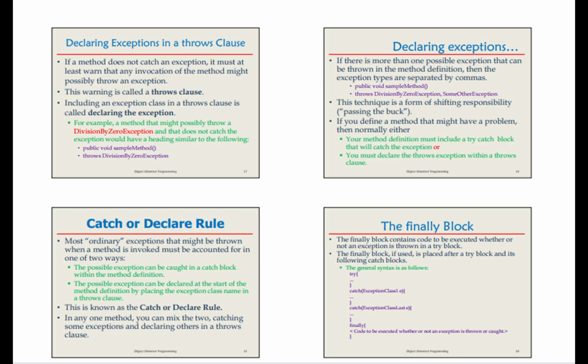The finally block. The finally block contains code to be executed whether or not an exception is thrown in a try block. The finally block, if used, is placed after a try block and its following catch blocks. The general syntax is as follows: try, catch (ExceptionClass1 e), catch (ExceptionClassLast e), finally { code to be executed whether or not an exception is thrown or caught }.